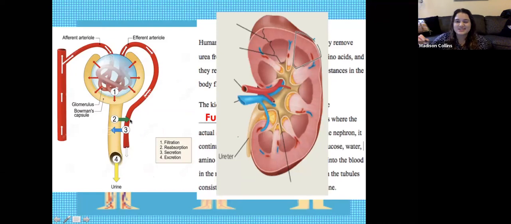So this kidney is showing us a cross section of the kidney, which means someone sliced a kidney in half. This is what a picture of that would look like. Okay, and if we zoom in on this right here, we would see a bunch of these nephron structures right here. So these nephrons are found inside the kidney.